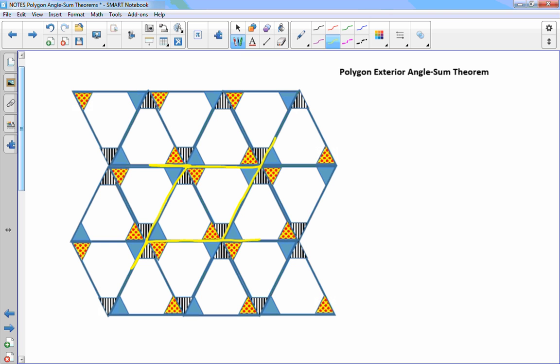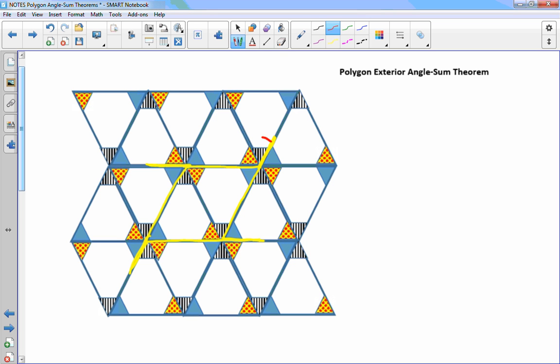You only have to go about halfway. That's far enough. Okay. So with your crayon, do those extensions. So each side is only extended in one direction. Okay, and this creates exterior angles. So we're looking for the sum of the exterior angles.